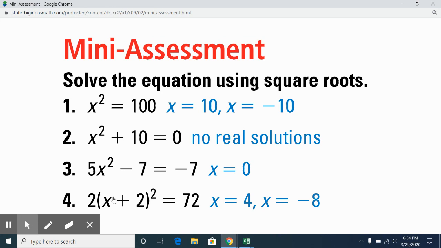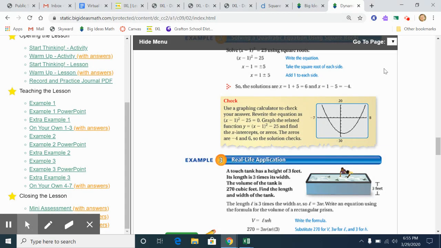If you divide 72 by 2, you get 36, right? So what you want to do at that point is take the square roots of 36, which would be positive 6 and negative 6, and you'd set x plus 2 equal to those. All right, so x plus 2 equals positive 6, x plus 2 equals negative 6, and then you'd solve those two equations, all right?